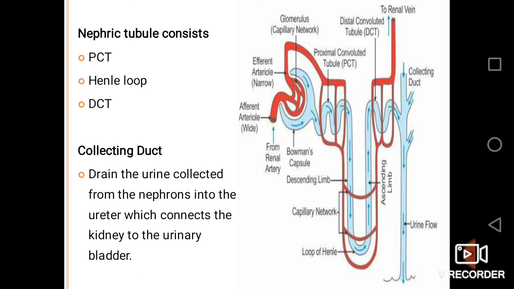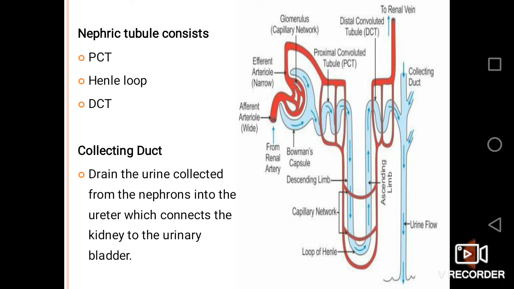So the first one, the proximal convoluted tubule, is a region of the nephric tubule, and it is a highly coiled structure, and selective reabsorption happens in the proximal convoluted tubule. Then Henle's loop, or loop of Henle, is a U-shaped loop, and it was discovered by Henle, that is why it is called Henle's loop. Okay. Then the last one is the DCT, distal convoluted tubule. It is a convoluted structure, and it opens into the collecting duct.